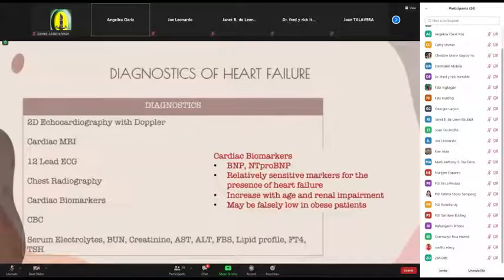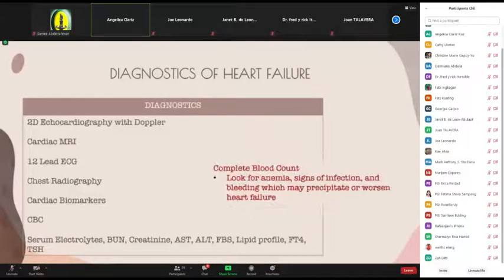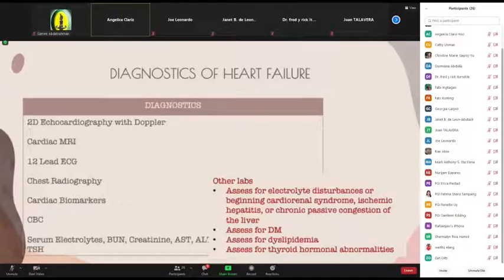Again, the cardiac biomarkers. For the CBC, we look for anemia, signs of infection and bleeding, which may precipitate or worsen heart failure. For the other laboratories, we assess for DM, dyslipidemia, thyroid hormones, electrolyte disturbances.